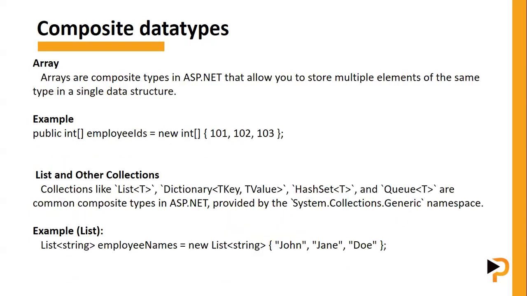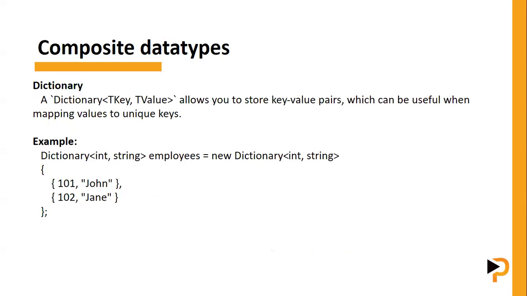Now the most familiar and common composite data type is an array. We already discussed all these things about array; you can go through it. Lists and other collections are also considered composite data types. List is there, dictionary is there, hash set is there, queue is there, and common composite types are available in generic as well as non-generic namespaces in ASP.NET. Here is one example where we are storing a list of string employee names, storing multiple values in it.